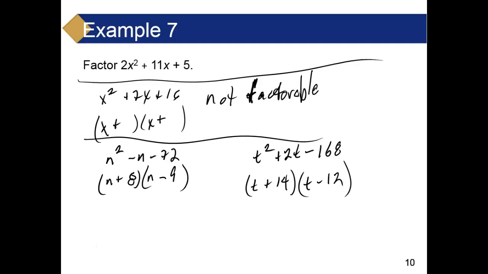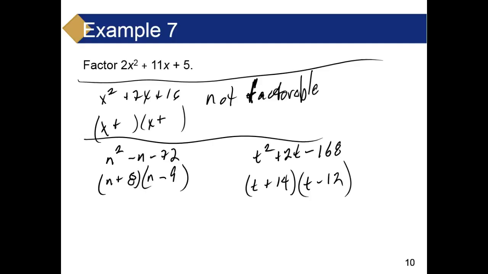Now let's check this one and see if y'all were right reading the book. T times T, T squared. Minus 12T plus 14T. Sure enough, it's plus 2T. And then negative 168. Good deal. Any questions on that?